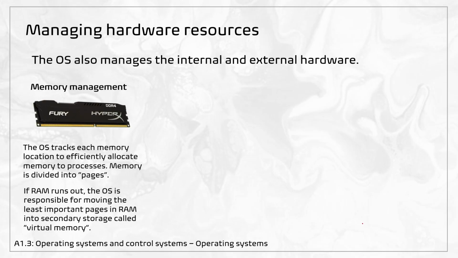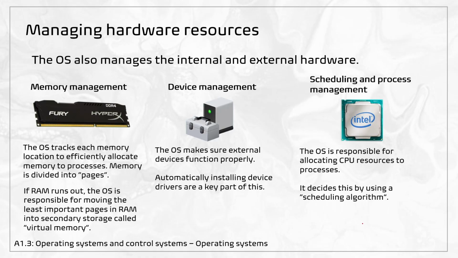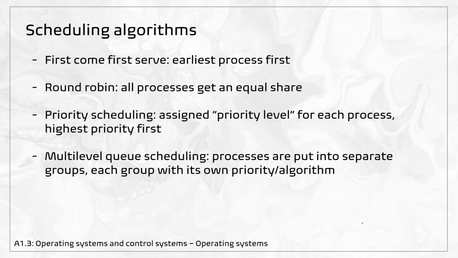The OS also manages the different external devices in the computer. When you plug in a keyboard, mouse, headphones, or any peripheral, the computer makes sure it works by installing the correct driver for it, which is just a small piece of software that makes the device work. Most importantly, the OS is responsible for allocating CPU resources to processes in RAM that need it. For this, a scheduling algorithm is used, which we'll get into right now.